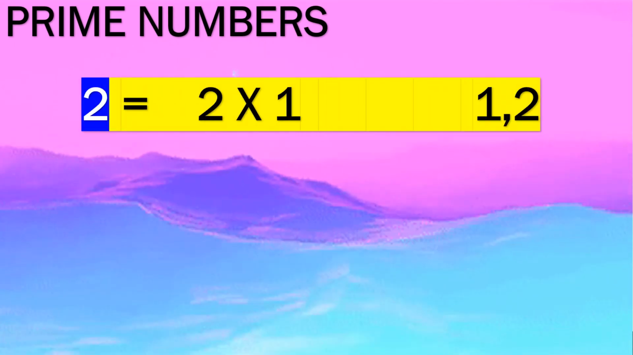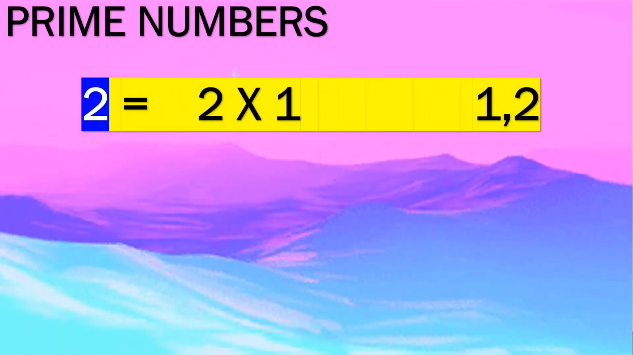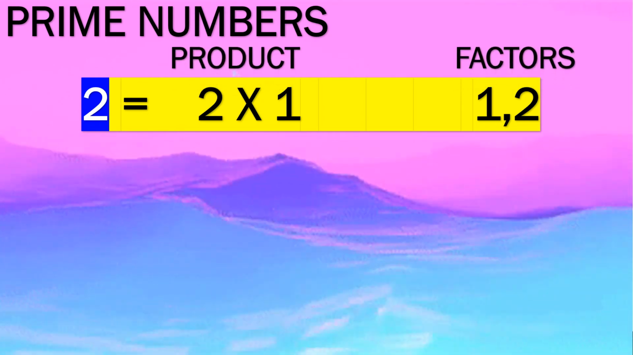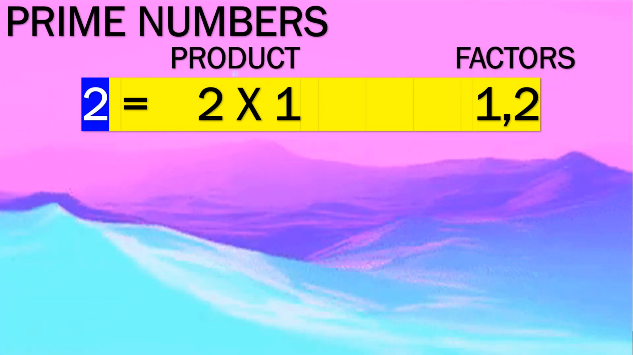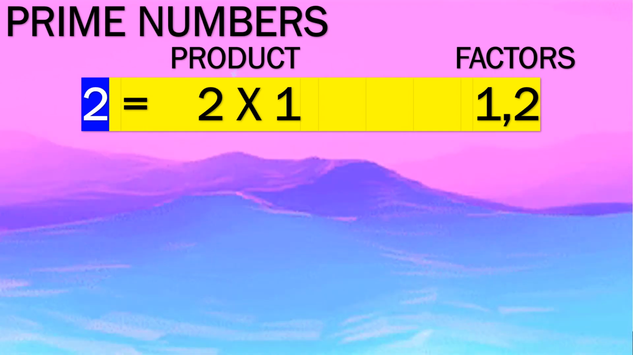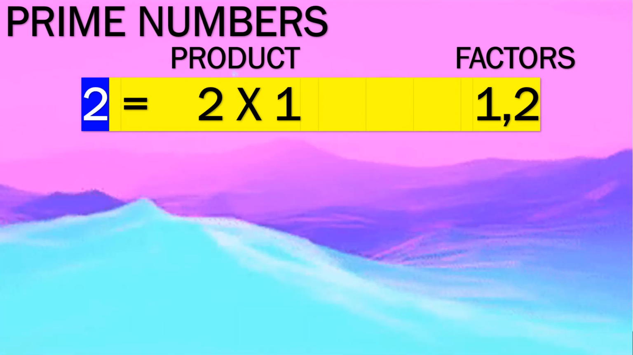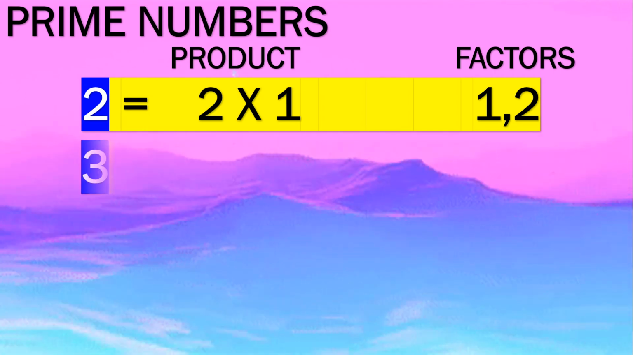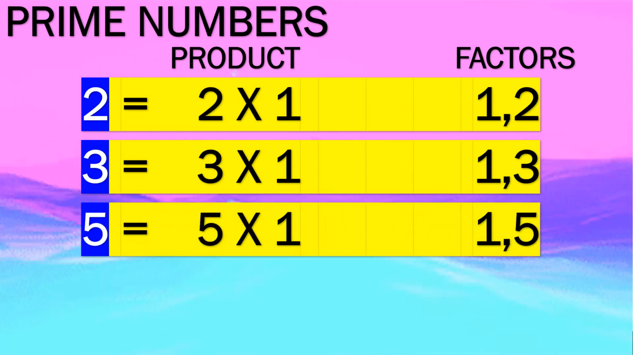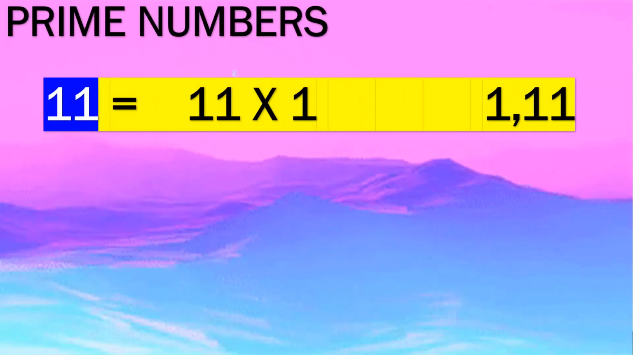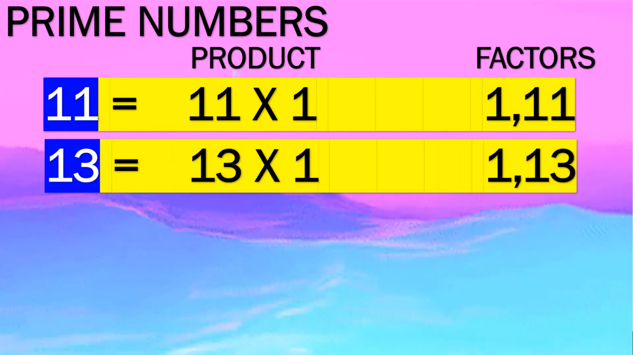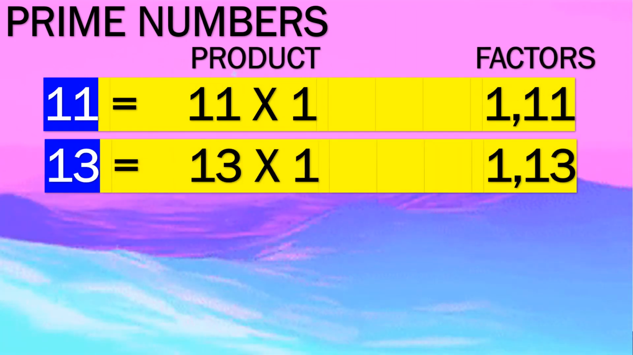So now class, what is a prime number? A prime number is a number that has only 2 factors. The product is 2 times 1, so the factors are 1 and 2. 3 times 1 and so on. So let's have here the prime numbers with the product and factors.